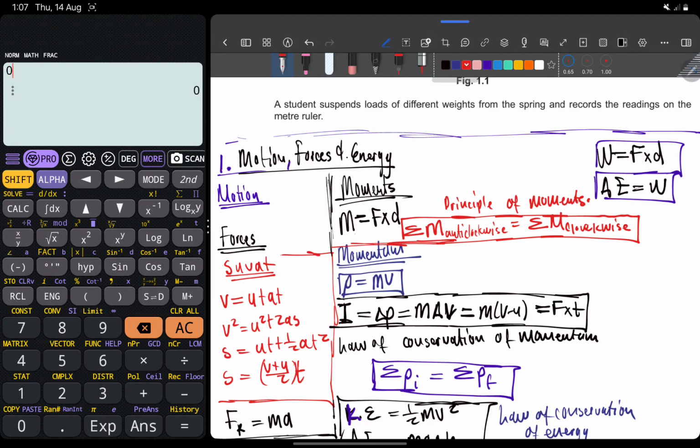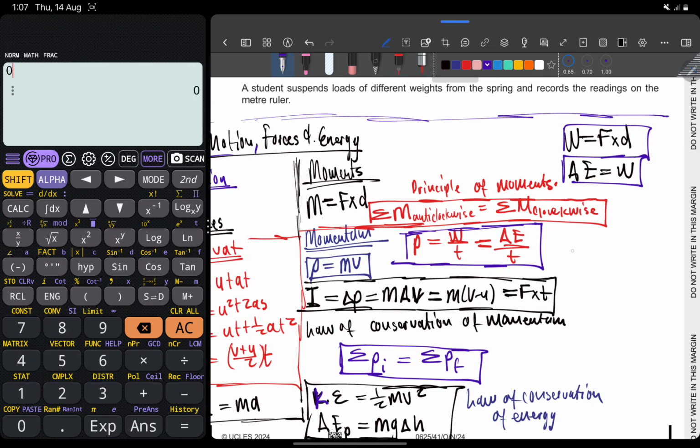Now let's talk, we're not yet done. Let's talk about power, okay? Power will be equal to the rate of doing work, or it is also the rate of converting energy from one form to another. This gives you mechanical power: work done over time taken, or energy over time taken. Okay, are we together?